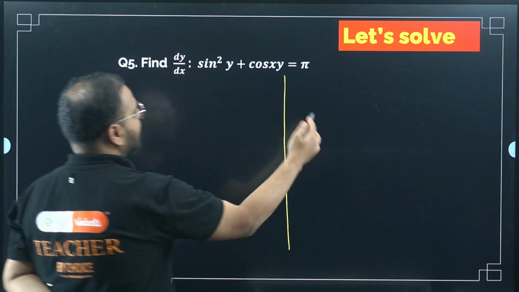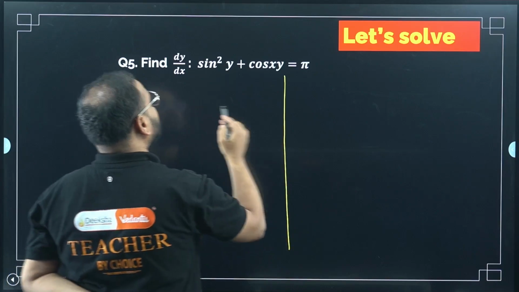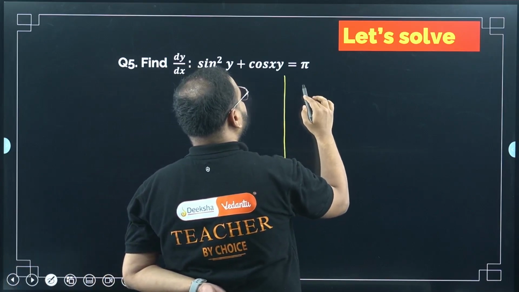So apply derivative on both sides of the equation with respect to x. How will that look like? So it will be 2.